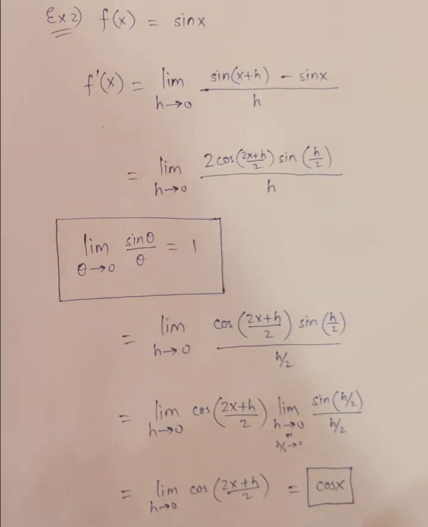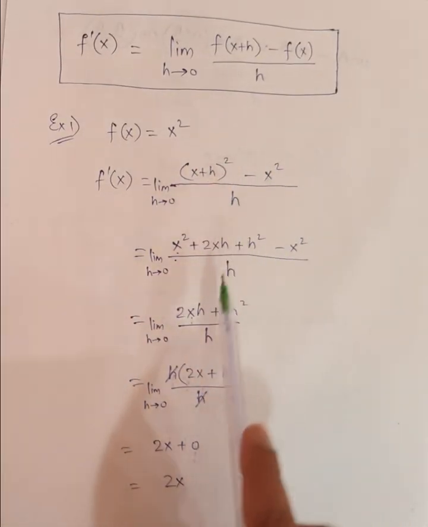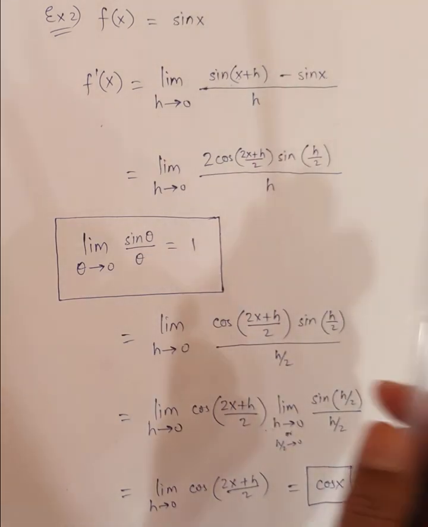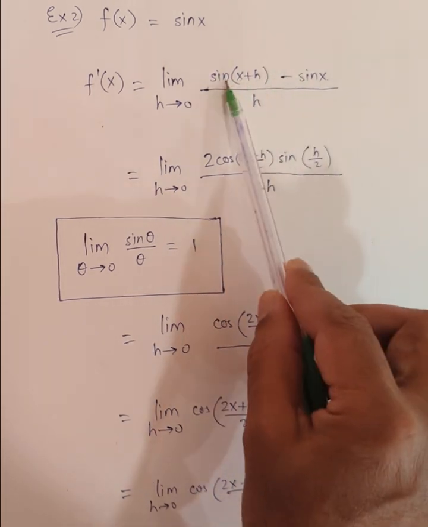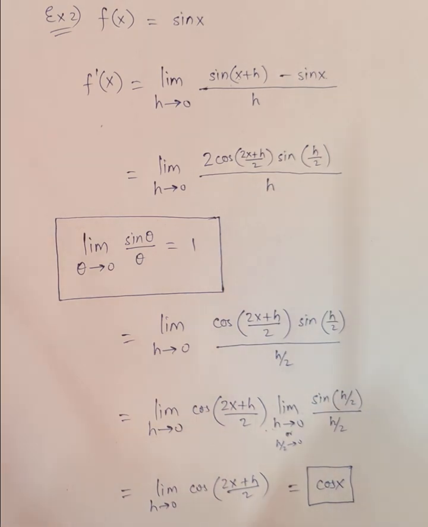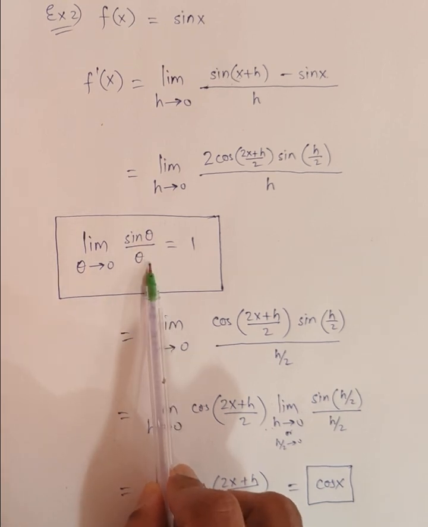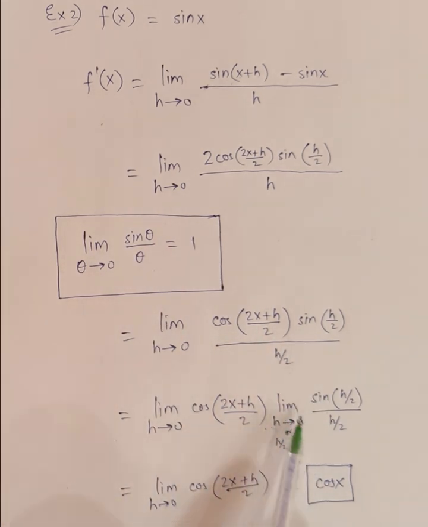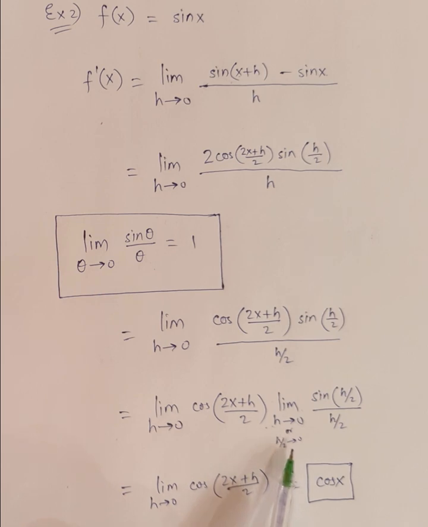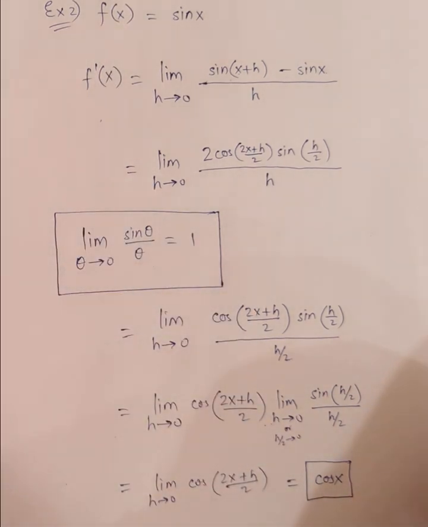Now, we did one problem where it was just x squared. That was easy because it was coming from algebra. We just had to FOIL. Now here we used two powerful tools. One is a trigonometric identity to combine these two sines into one. And then we also used this particular limit, which we have not proved, but we trusted that it is true. And then we realized the fact that h approaches 0 is equivalent to saying h over 2 approaches 0. So the derivative of sine x is cosine x.